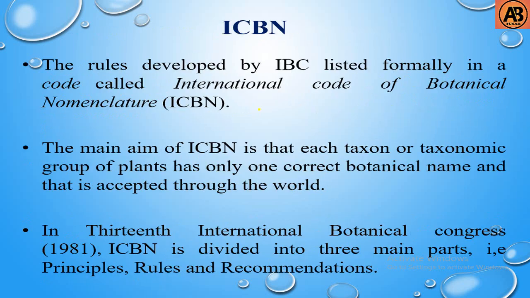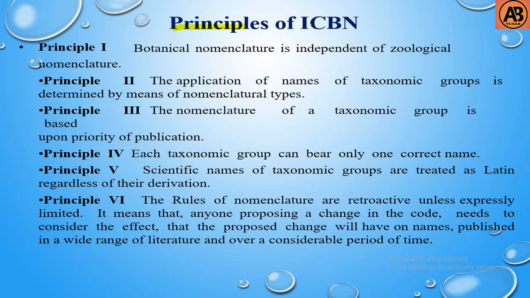Then ICBN. The rules developed by IBC are listed formally in a code called the International Code of Botanical Nomenclature, which is ICBN. The main aim of ICBN is that each taxon or taxonomic group of plants has only one correct botanical name and that it is accepted throughout the world. In the 13th International Botanical Congress, ICBN was divided into 3 main parts: principles, rules, and recommendations.